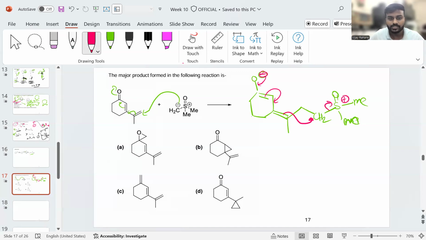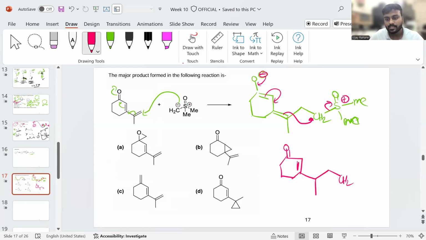So this was the positive charge, right? So here the positive will remain as it is. Only the negative charge attacks, so it gives the formation of a double bond. The double bond has moved to this position, so the carbon architecture will remain the same.